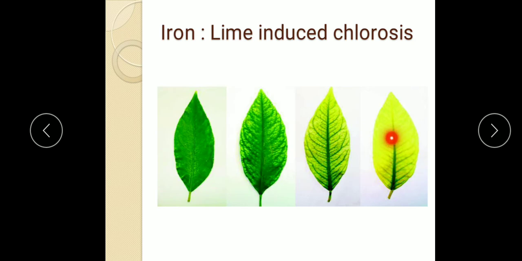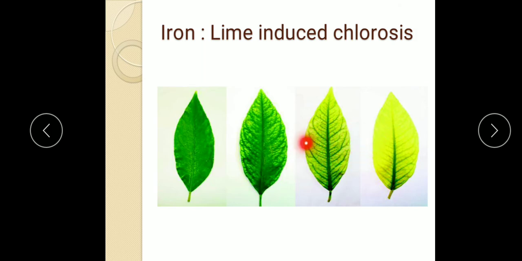You can see here. And plants produce poor quality fruits because chlorophyll is reduced here, and due to that photosynthesis is also reduced and food is also produced in less amount. So poor quality fruits are produced.